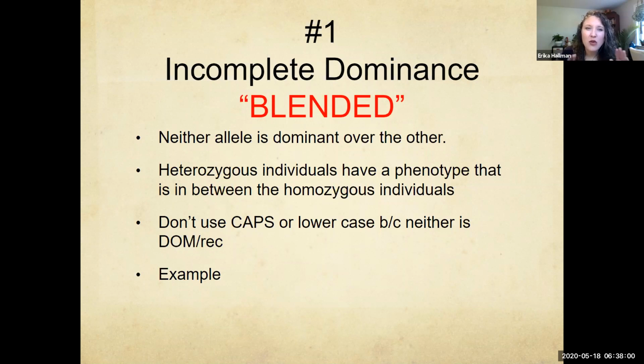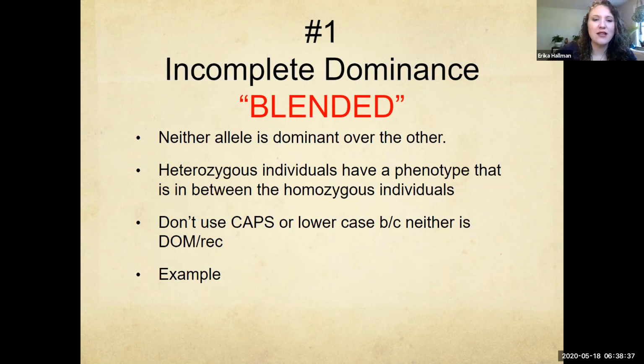Incomplete dominance, let's think about that word incomplete. Incomplete means halfway, but not the whole way, right? So in dominance, typically an allele will cover over another allele. So if it's incomplete, it means it covers over but only a little bit. So what this means is that actually neither allele is dominant over the other. And what that means is that heterozygous, so let's remember heterozygous is when we have like big T, little t. It's when we have a genotype that has 2 different alleles. So heterozygous individuals have a phenotype that is between the homozygous individuals.